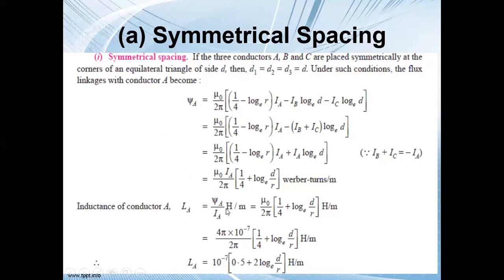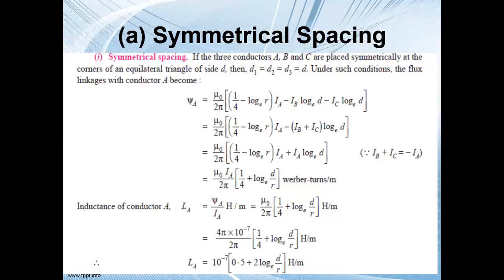So the inductance of the conductor will be LA equal to psi A by IA, because we know the total flux linkage by the current. So this will be mu naught by 2 pi into 1/4 plus log of d by r. Now mu naught we know is 4 pi into 10 to the power minus 7, so we have substituted that value. Finally this becomes 2 into 10 to the power minus 7, and the 1/4 becomes half. That's why it is 0.5 plus 2 log d by r. Any doubt on this? Any confusion?